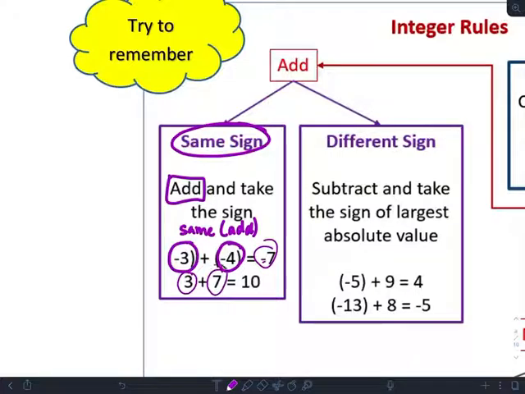3 and 7. Remember, since there is no positive or negative sign in front of this, it's understood to be a what? Positive. It's understood to be a positive. So we have +3 and +7. Just add them and keep the sign. 3 plus 7 equals 10.